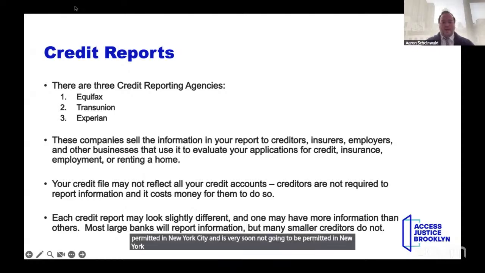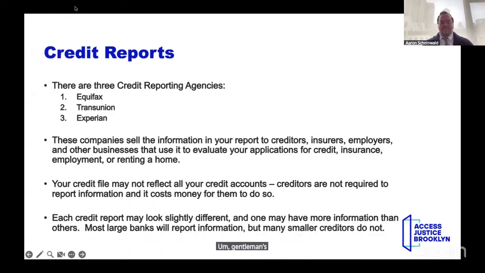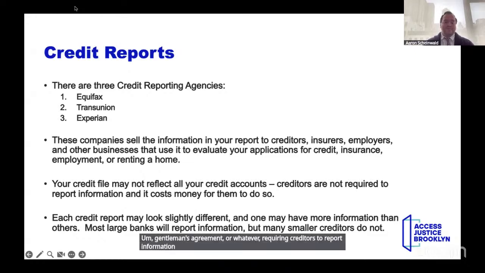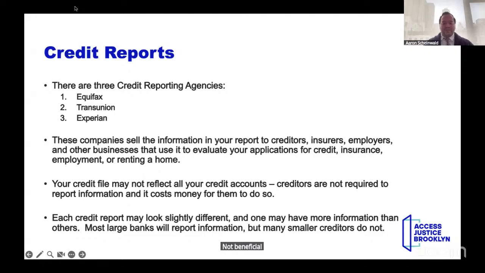Your credit file may not reflect everything. Creditors are not required. There's no state law, federal law, gentleman's agreement, or whatever requiring creditors to report information. It costs them money to maintain those files, and so there may be debts that do not appear on your credit report. That can be surprising to some people, and sometimes that is beneficial, and sometimes that is not beneficial. As a result, each credit report can look slightly different.